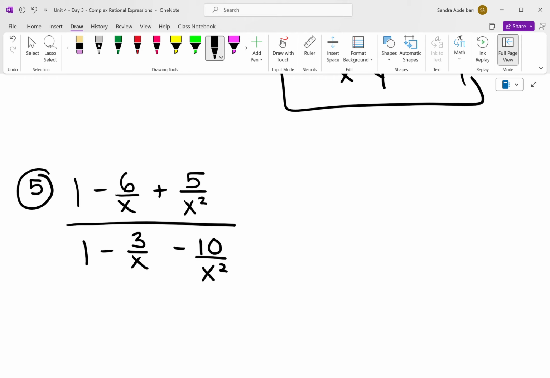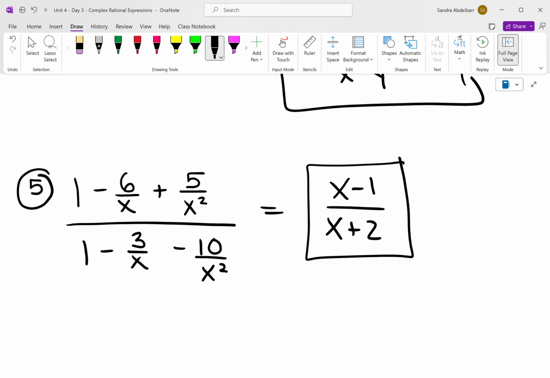Are we ready? All right, somebody tell me, what did you get? Danny? I got x minus 1 over x plus 2. Did anybody get anything different? How many people got x minus 1 over x plus 2? Good, you all win. It was right. Does anybody want to see me do it?